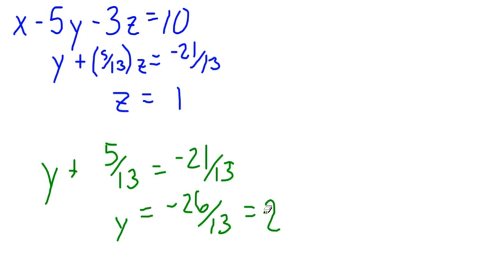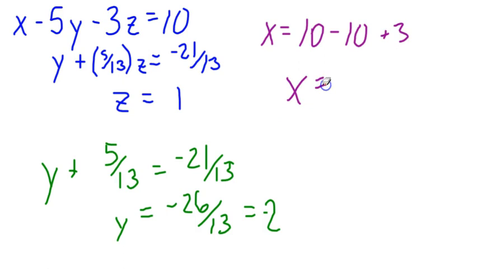Now if we take the first equation up top, x minus 5y minus 3z equal to 10, we can plug these values in to solve for x. So x is going to be equal to negative 5 times negative 2, which would be 10. We would subtract that to the other side, so we have 10 minus 10. Negative 3 times a 1, we would add that to the other side, so plus 3. So x would be equal to 3.